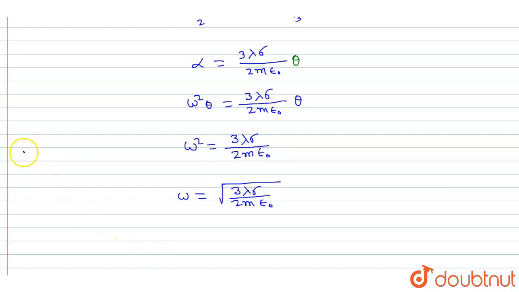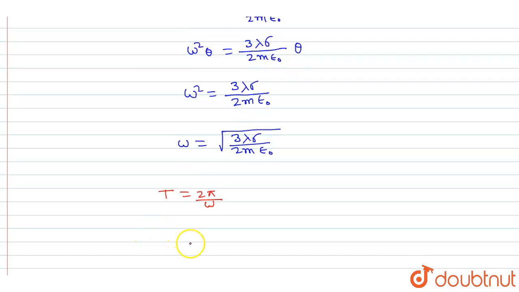Now we have to find the time period. As we know, time period T is equal to 2 pi by omega. Putting in the value of omega, T is equal to 2 pi into root under 2 m epsilon naught divided by 3 lambda sigma. So this is the time period.